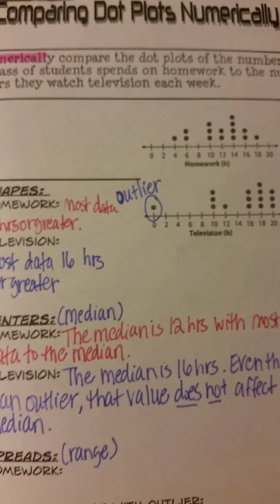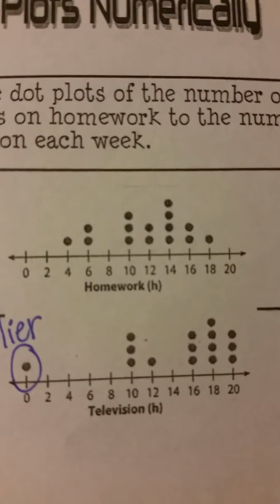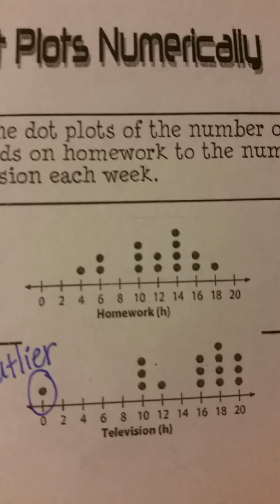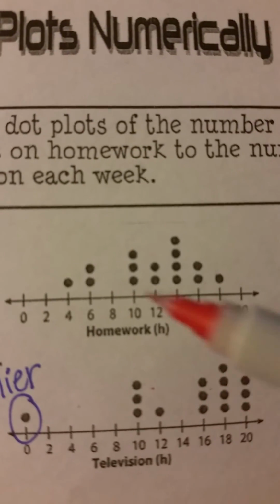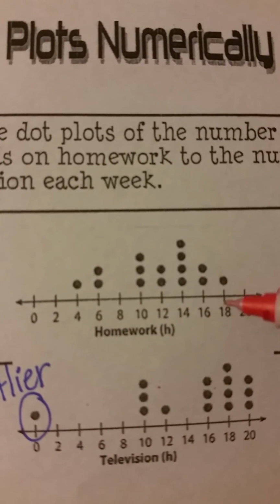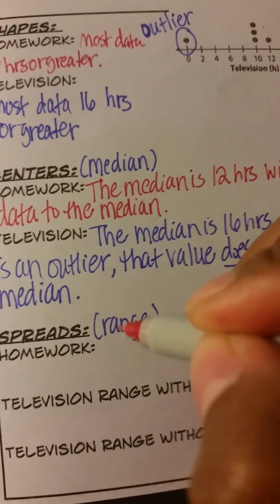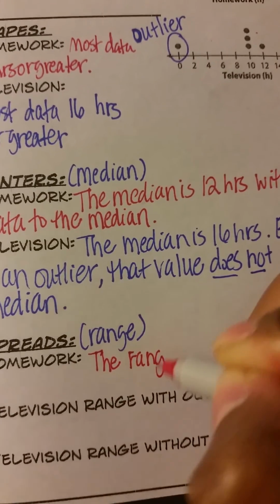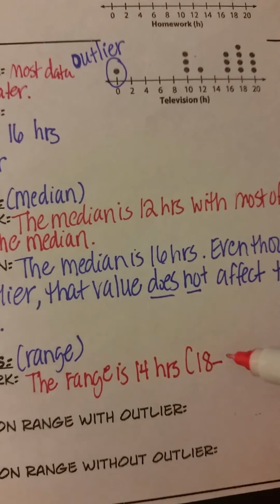So now let's move on to spreads. Spreads is, of course, again, the range. So how spread out is my data? Let's look at our graphs first and let's look at the spread. What's the range of my data? For homework, how would I calculate the range? It's the minimum and the maximum, and we're going to subtract them. The maximum number is 18 and the minimum is 4. So the range for homework is 14 hours, and I got that by taking 18 and subtracting 4.